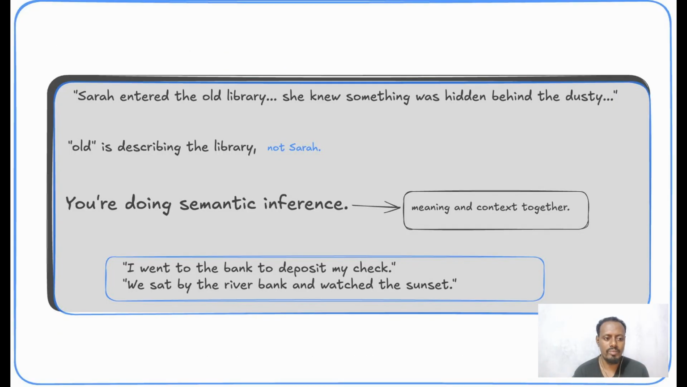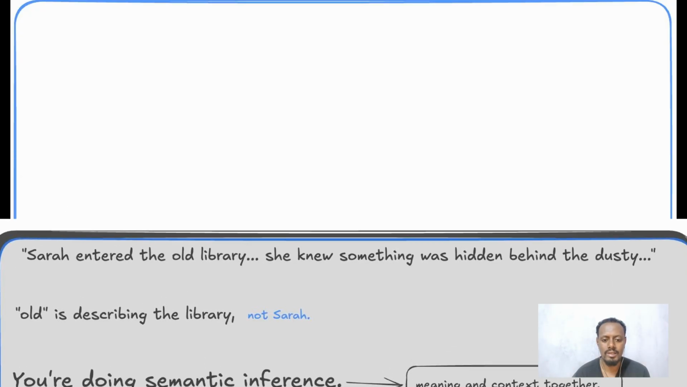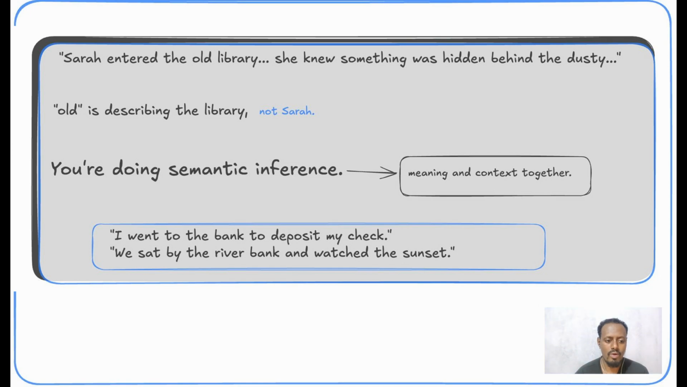Now here we hit the real problem, the one that all the methods completely fail at. Consider this sentence: Sarah enters the old library. She knows something was hidden behind the desk. When you read it, your brain is doing a lot. You know old is describing the library, not Sarah. You know something is probably hidden behind a bookshelf or a wall, because of the context: library, dusty, and hidden. You are doing semantic inference. You are using meaning and context together.